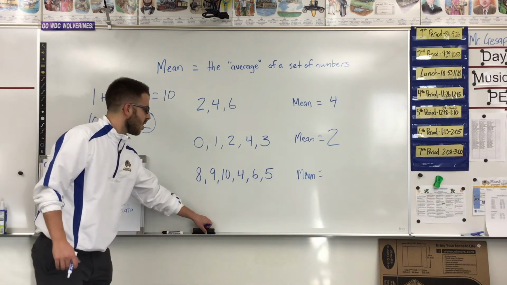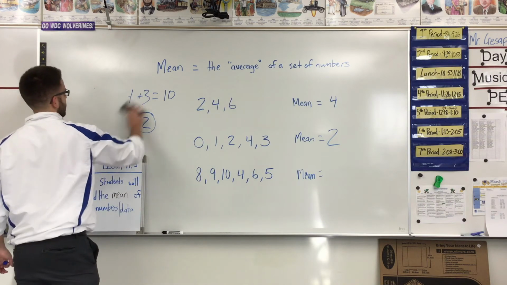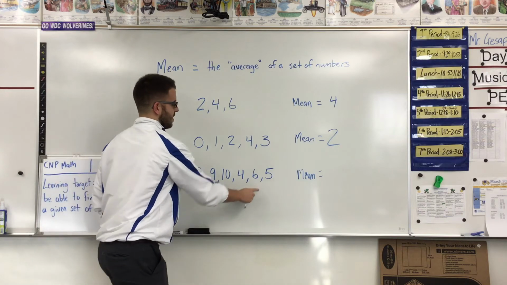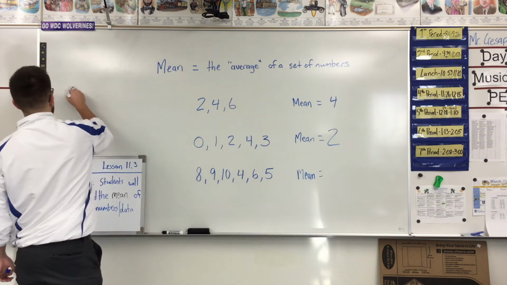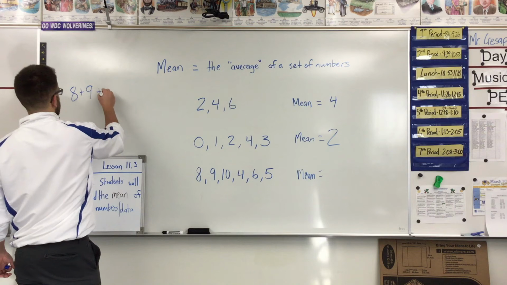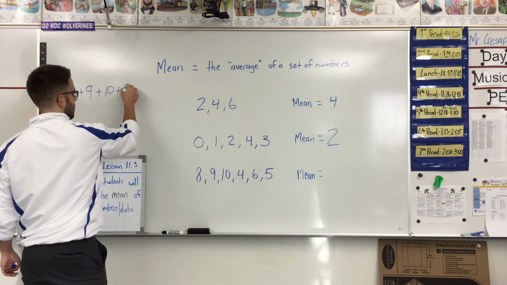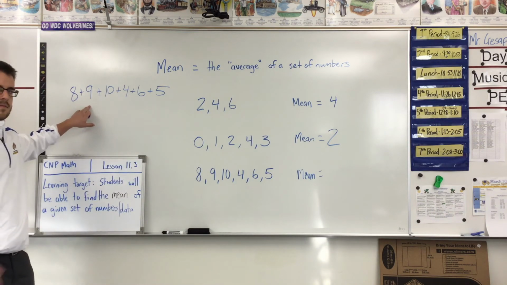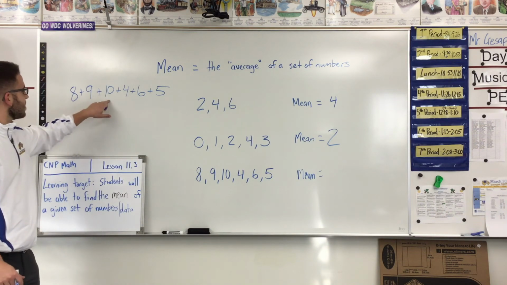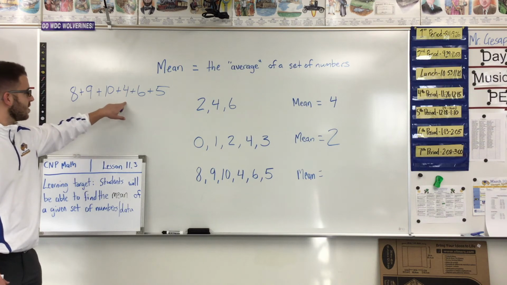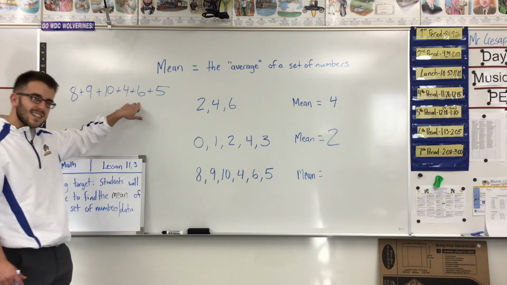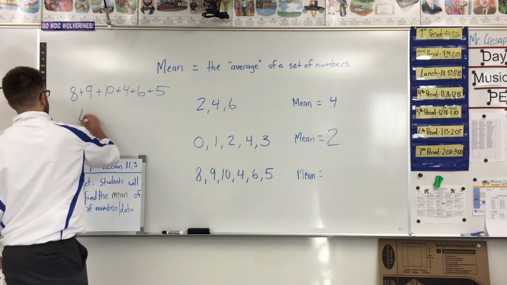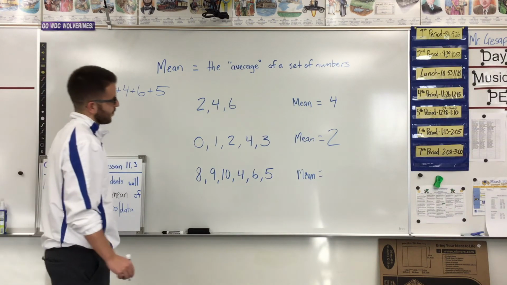Okay, moving on to our last set of numbers there. We have 8, 9, 10, 4, 6, and 5. So we're going to add up all those numbers together. 8 plus 9, 17. 17 plus 10, 27. 27 plus 4, 31. 31 plus 6, 37. 37 plus 5 is, bingo, 42.